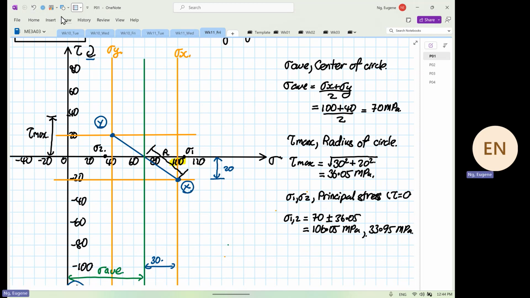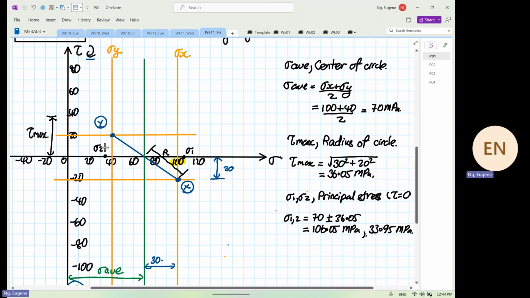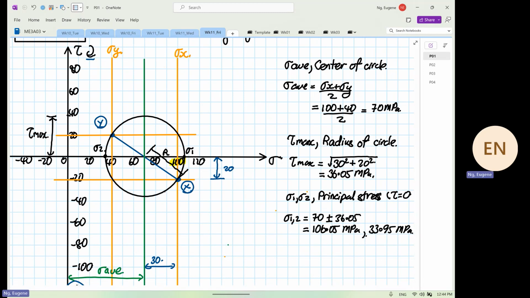From here, we can construct one of our circles. So 36, come to here, and then go to minus 36, somewhere around here. So this circle belongs to our XY plane. Okay, this belongs to the XY plane.